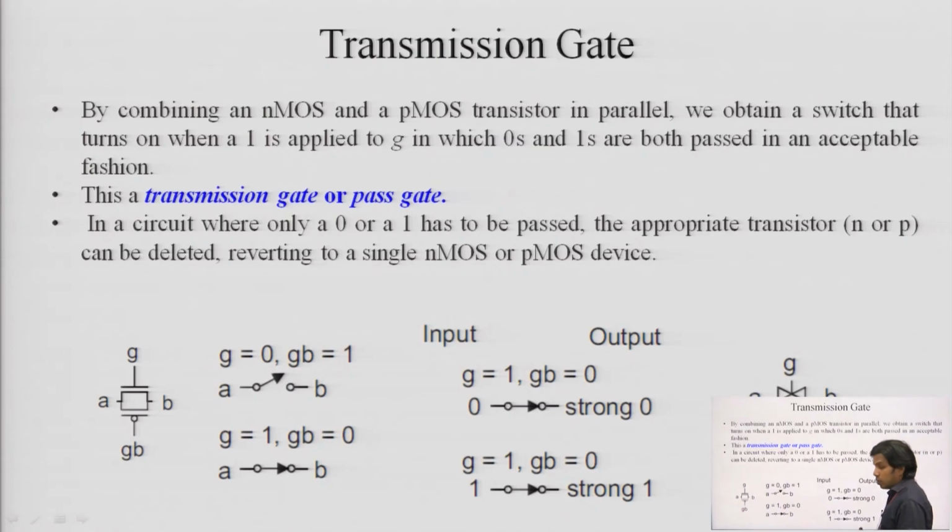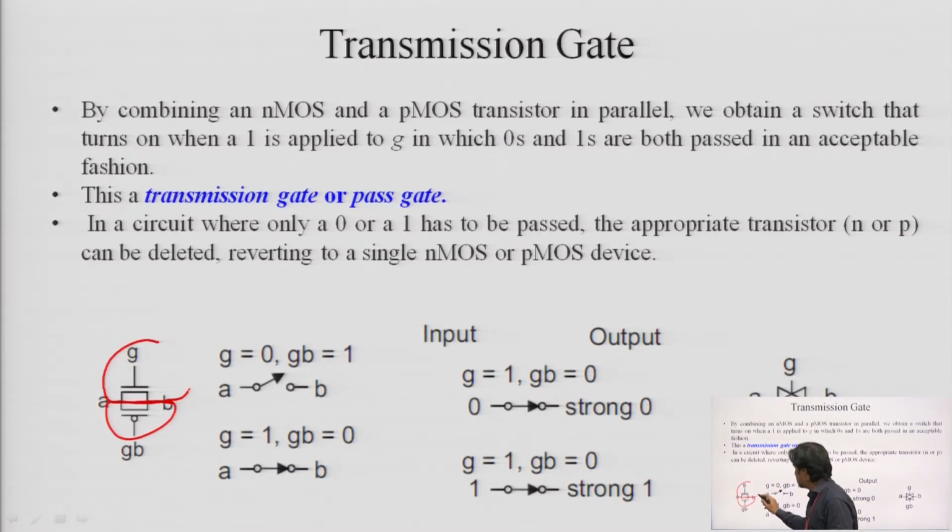The similar phenomena you can also see in the transmission gate, which can be designed by combining NMOS and PMOS transistors in parallel to each other. From here you can see, if I split this, one will become the PMOS, and if I split this one, it will be NMOS. So, the parallel combination of PMOS and NMOS can be treated as a transmission gate. We obtain a switch that turns on when a logic 1 is applied to G, in which zeros and ones are both passed in an acceptable fashion.